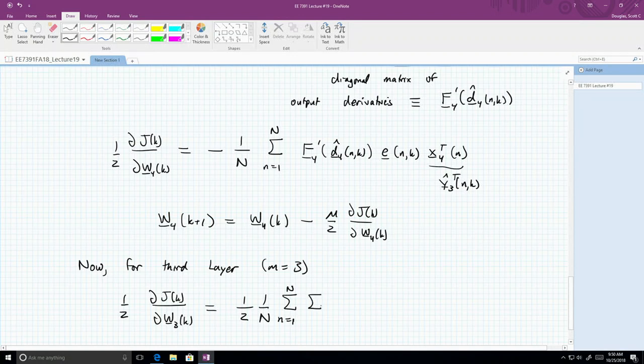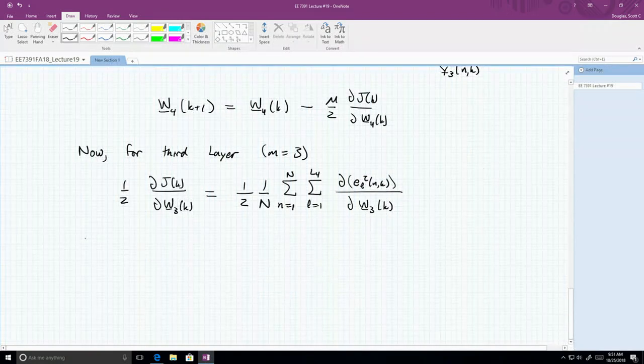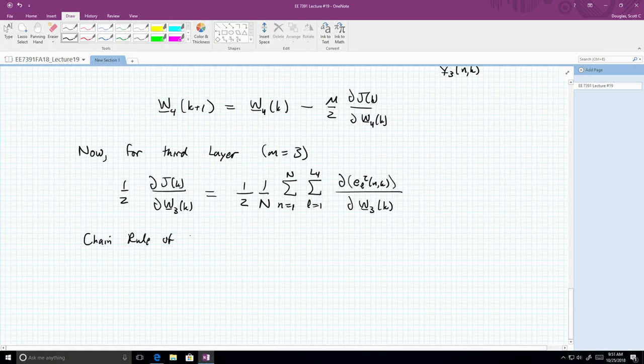And then I'm going to have the sum, in this case, from L from 1 to L4, because this is my cost, and I'm taking the derivative of E L squared of NK. So this is my error, right? The output error, because I don't have errors at individual layers. I just have errors at the output with respect to W3 of K. So I want to compute this, okay? Now, what I end up doing, of course, is having to take this derivative. Now, what do I use? I use the chain rule of calculus to be able to implement this.